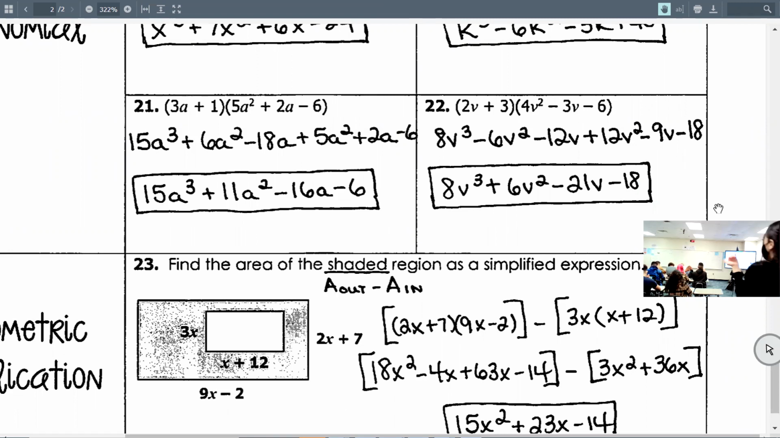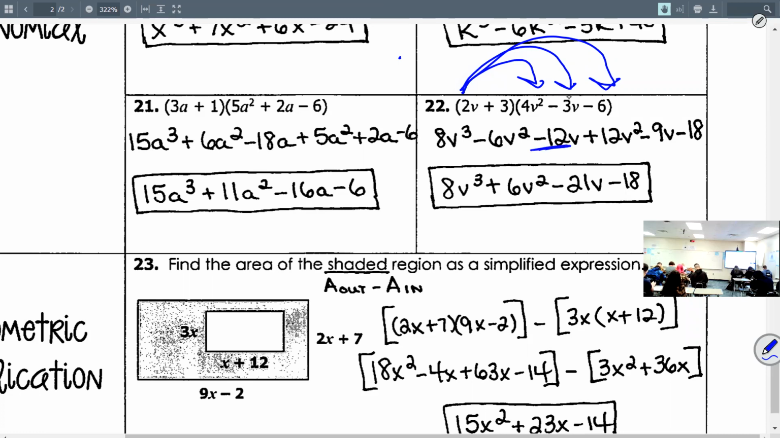In these, the binomials times the trinomial, you have no other choice. You have to double distribute. So that means I need to take the first term of the binomial, so the 2b, and multiply it by each term in the other set of parentheses. That's how we get 2 times 4b squared as 8b cubed. 2b times negative 3b is negative 6b squared. 2b times negative 6 is negative 12b. So multiply the coefficients, and use the product rule on your variables.